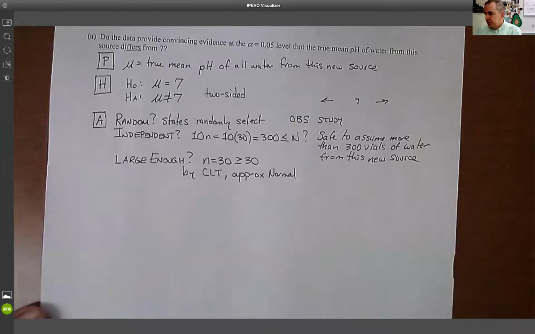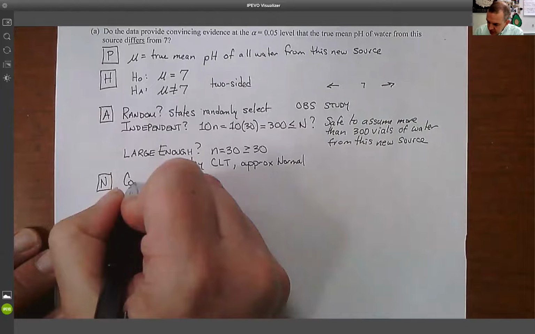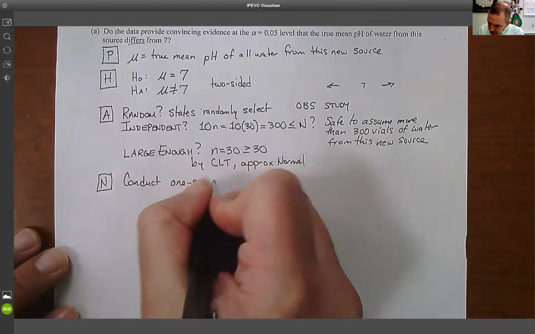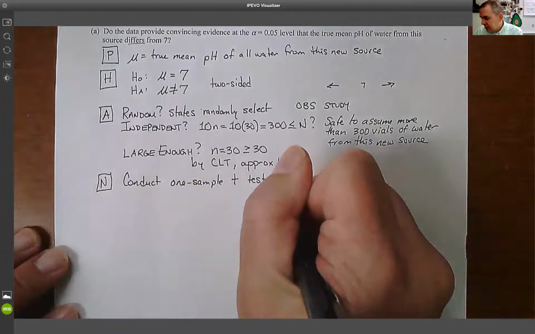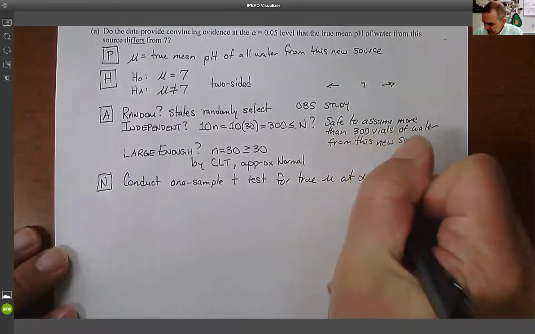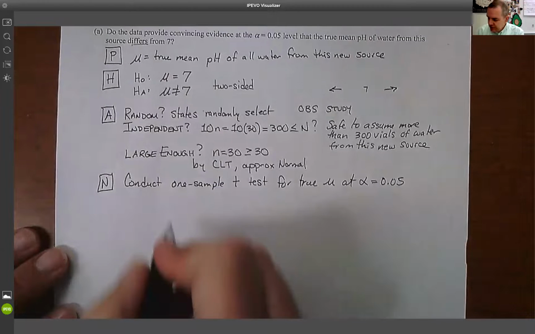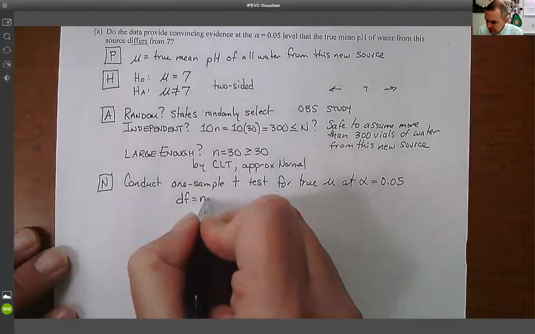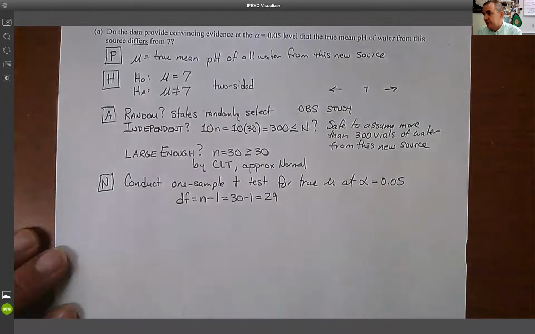And now we move to our next step, our N. We're going to name what we're going to do. We're going to conduct a one sample t-test for true mean at alpha equals 0.05. Let's go ahead and put the degrees of freedom down here just so we have them. We know that our degrees of freedom are n minus 1. So 30 minus 1, our degrees of freedom here are 29.